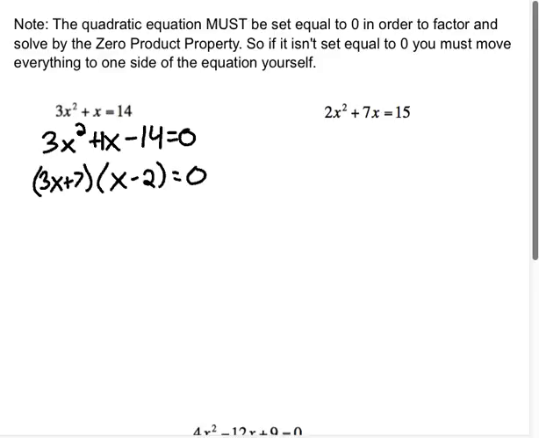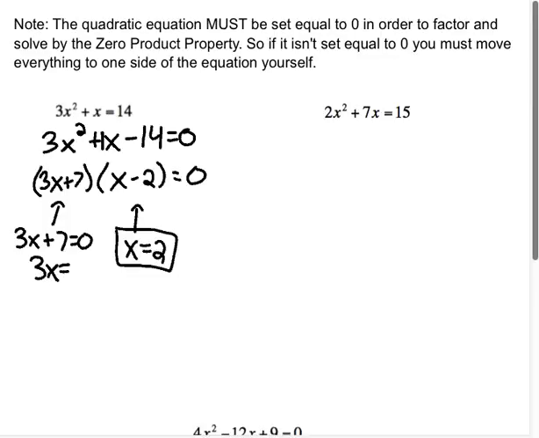And now zero product property, of course, this one is easy, right? You guys can really quickly see that an x of 2 makes that thing 0, okay? When it gets to the more complex ones like this, I do recommend show your work. Show that you're trying to get that to equal 0. So you have to subtract the 7 over and divide by 3.